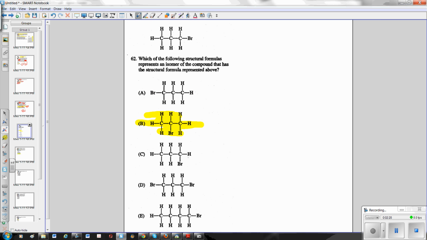Next one, which of the following represents an isomer? The definition of an isomer means same number of atoms, but arranged differently. Because this is the organic question, if you look up here, I have 1 bromine, 3 carbons, and 7 hydrogens. So automatically, D is canceled out because it has more than 1 bromine. This is 4 carbons, so I cancel that. So then I'm down to either A, B, or C.